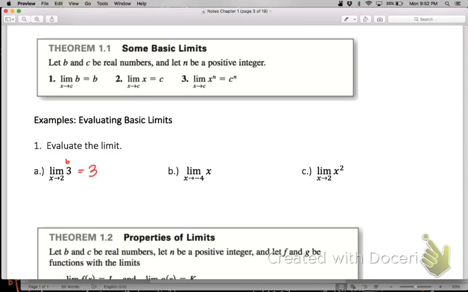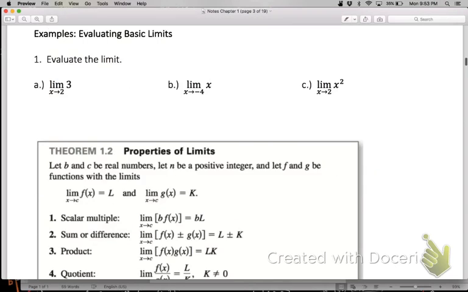Number 1. Number 2, if I want the limit as x approaches negative 4 of x, notice that's a negative 4, not 4 from the left. If it was 4 from the left, the negative would be up kind of like an exponent. So here we just plug in, and we get negative 4. That is what the limit would be equal to. And then lastly for c, that's that third property. The limit as x approaches 2 of x squared is going to be equal to 2 squared, which is 4. So those are your real basic limit properties. Those are pretty easy to work through.